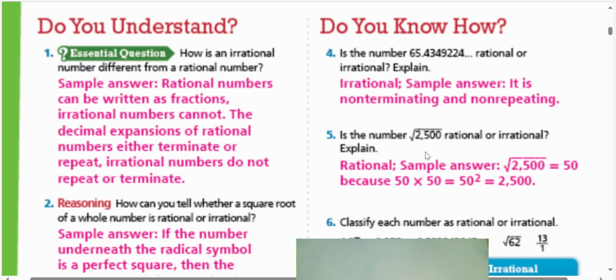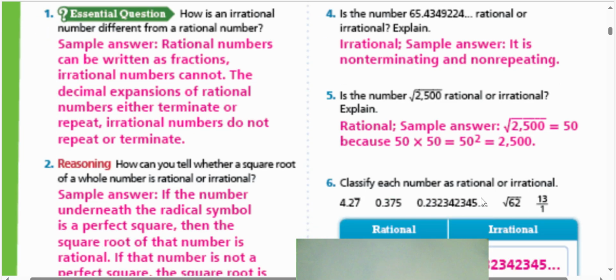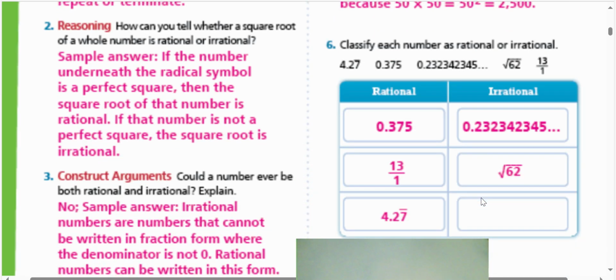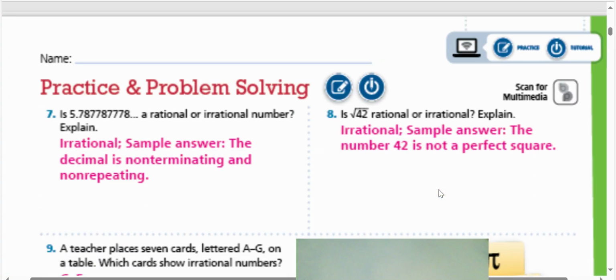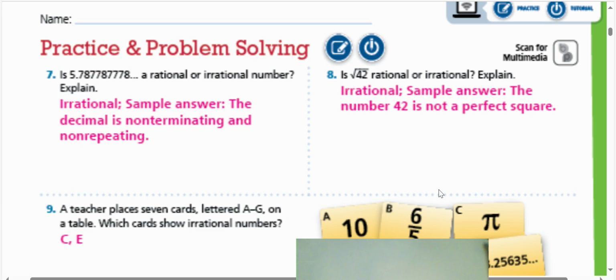We know the square root of 2500 equals 50, then we call it a rational number, because 50 times 50, 50 to the power 2, equals 2500. Specify whether each number is rational or irrational. We can write the numbers in the table: square root of 62 is irrational, also this number, and 13 over 1. Okay, you can write all answers on the left hand side. Square root of 42 is irrational, yes, because the number 42 is not a perfect square. This number is not a perfect square.